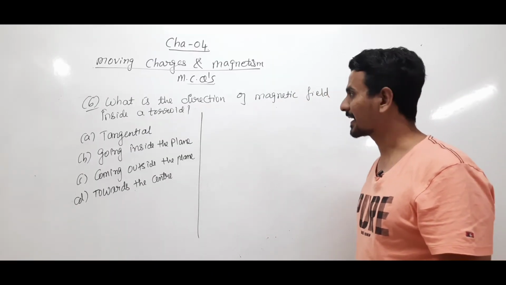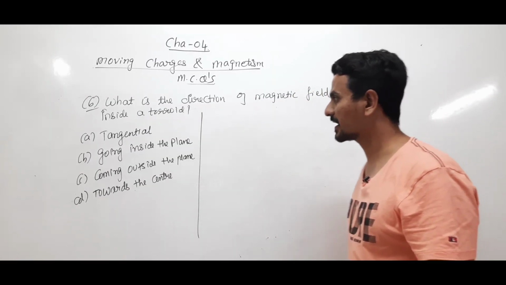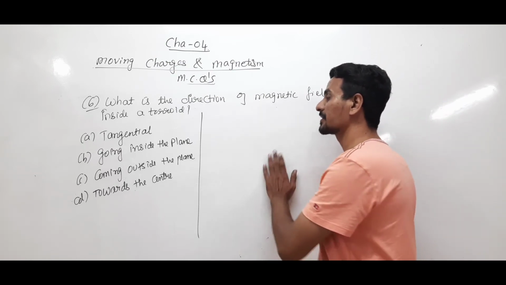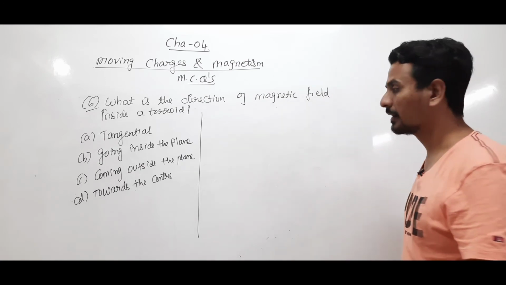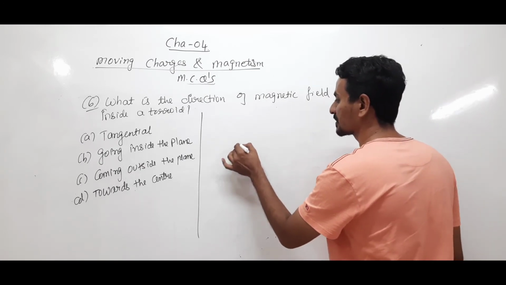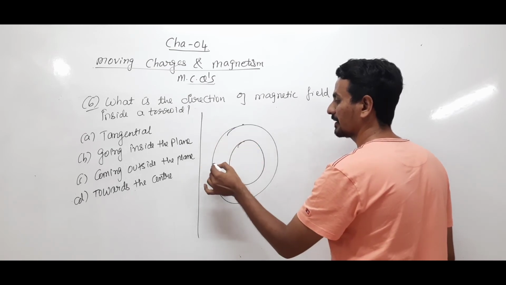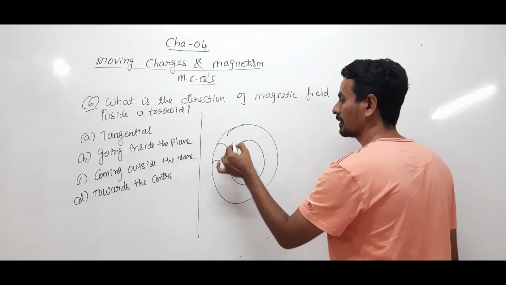The next one, sixth one. What is the direction of the magnetic field inside a toroid? Well, this is a good question. The direction of the magnetic field inside a toroid. See, a toroid this way, right? And the turns are wound this way.